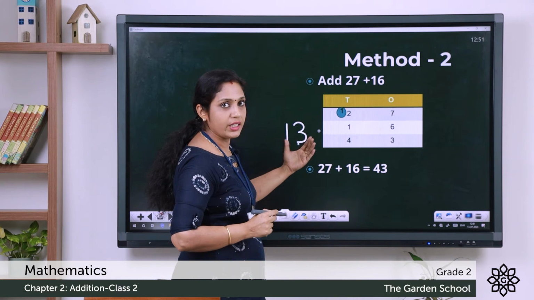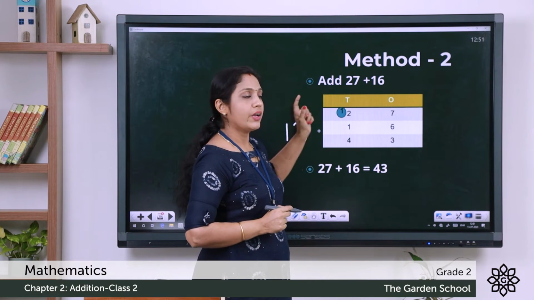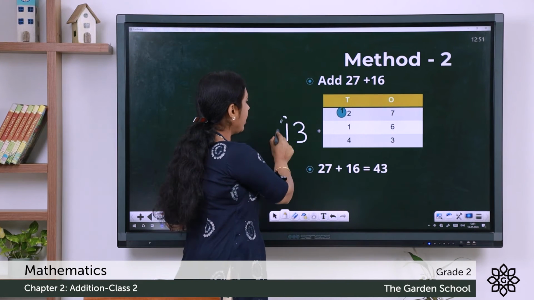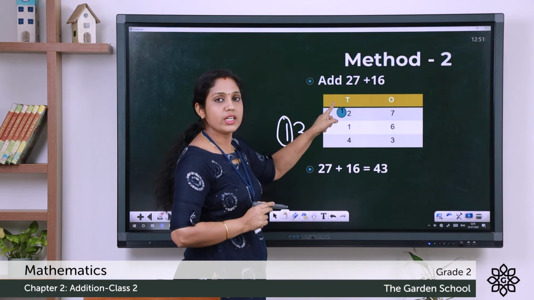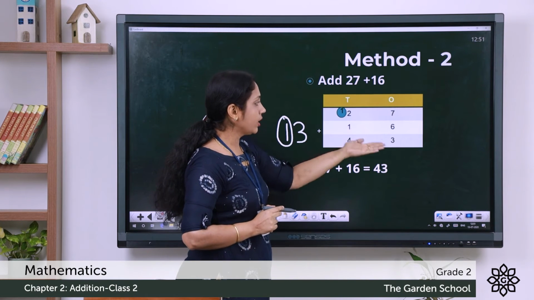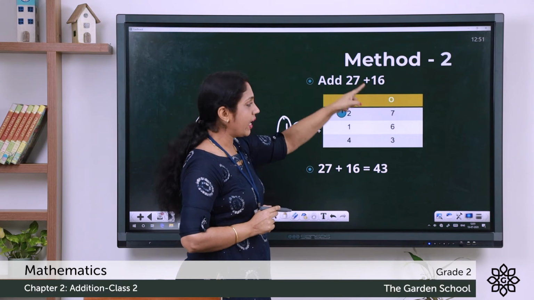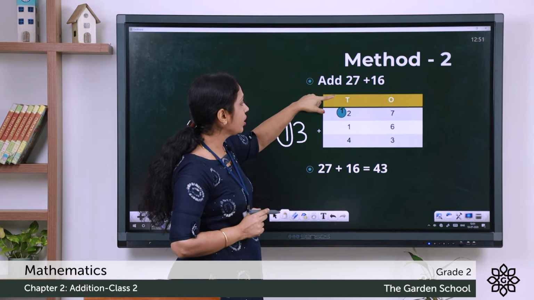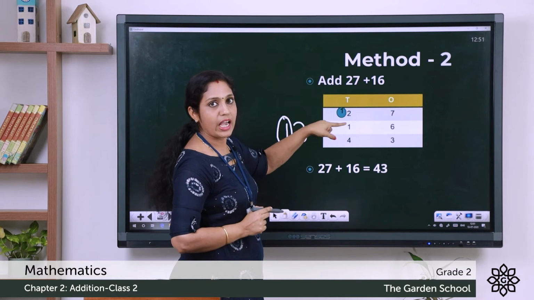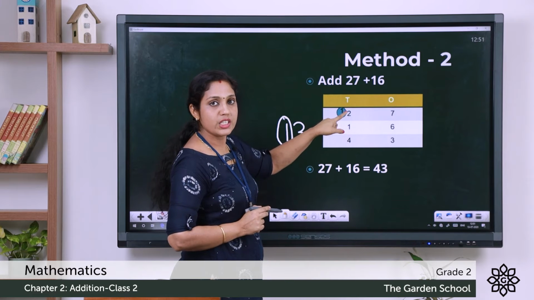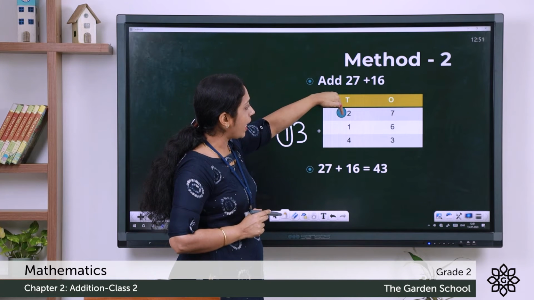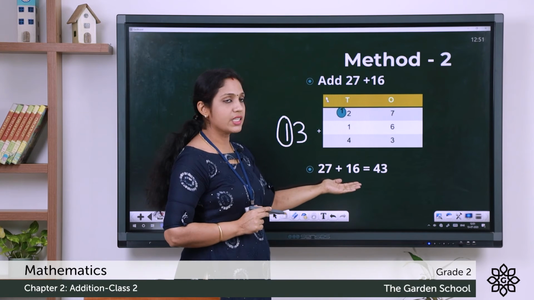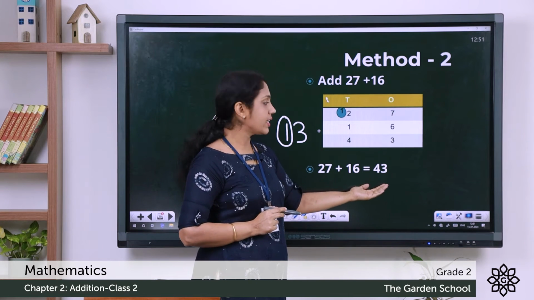Now, we are not going to write 13 here. What we are going to do is write the right side number, that is 3, here, and the remaining one you need to carry over to the tens position. So, we wrote number 3 here and the number 1 of 13, we took it to the tens position. Now, we have here 1 plus 2 plus 1. We have to add this. So, 1 plus 2 is equal to 3. After that, 3 plus 1 is equal to 4. So, what is the answer? 27 plus 16 is equal to 43. We got the answer 43.